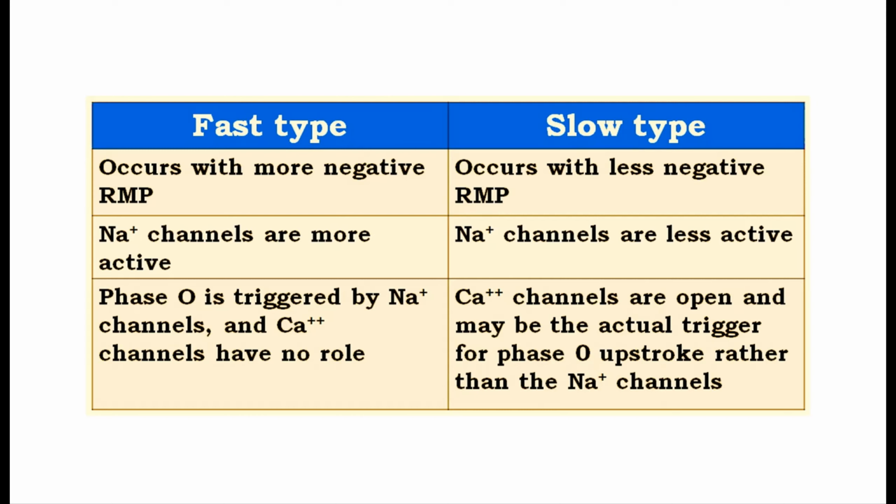Two types of action potential are identified: fast response type, occurring in non-pacemaker cells when excited by an external stimulus, and slow type occurring automatically in pacemaker cells. The fast type occurs when the resting membrane potential is relatively more negative, and sodium channels are more active. Phase 0 is triggered by sodium channels. The slow type occurs when the resting membrane potential is relatively less negative, and sodium channels are less active. Phase 0 is thought to be triggered by calcium channels.